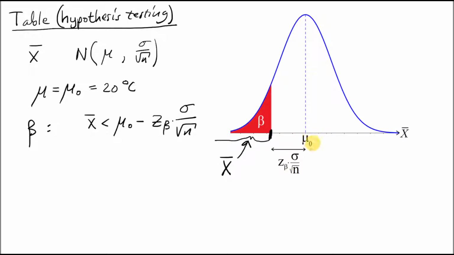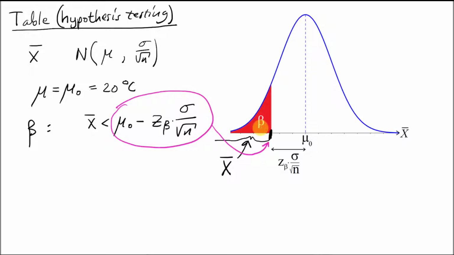Then, if the expectation value is mu0, the border temperature between warm and cold, the probability of getting a mean lower than this value here is equal to beta. So if we get a mean in this interval, we say that the hypothesis is true with the significance level of beta. That basically means that we got something that only happens with a probability of beta or less, given that the school is warm.